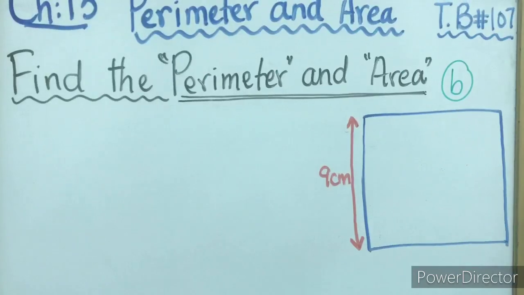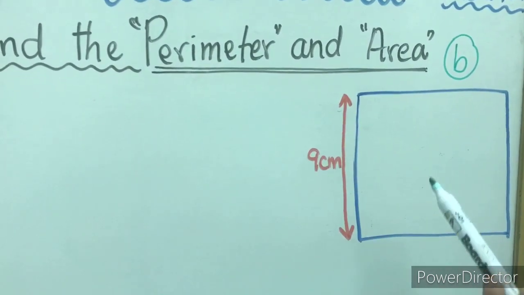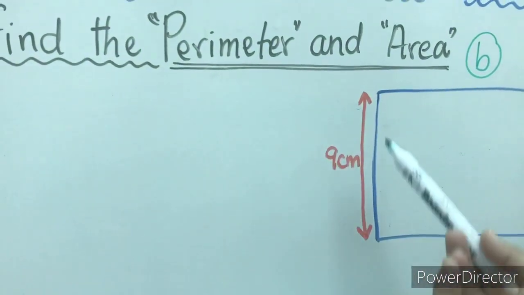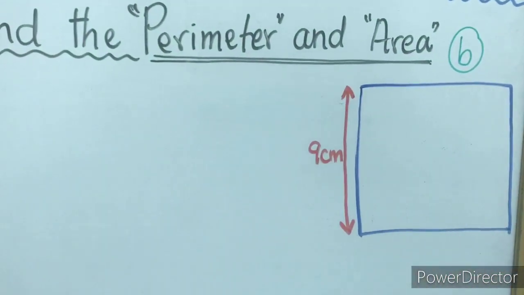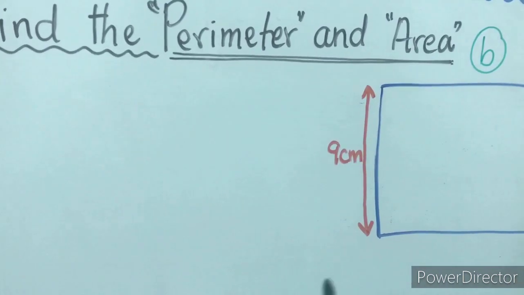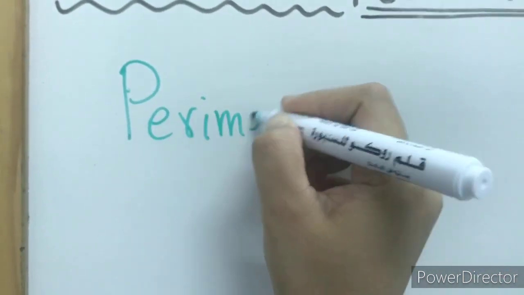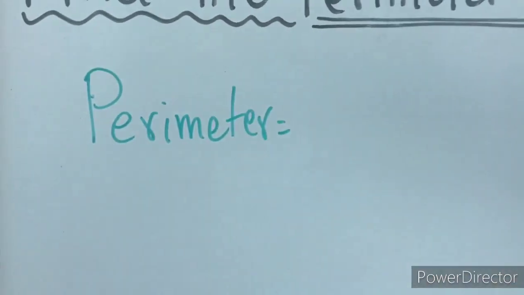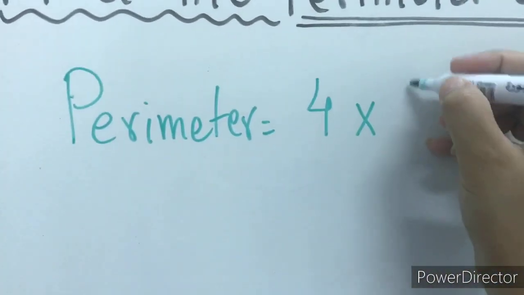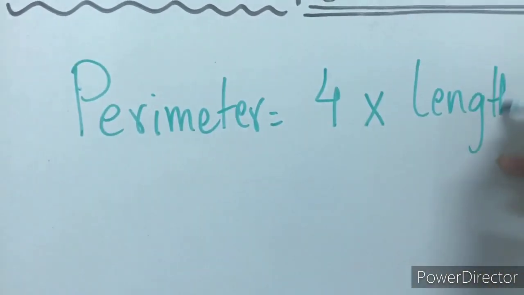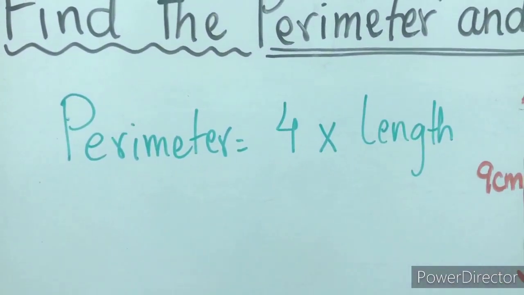On the same side, you have B, the other question, which gives you another square having one length of 9 centimeter, and we have to find the perimeter and area of this square also. So what will you do? Obviously, you will write perimeter first of all. What is the formula for perimeter? Yes, remember, excellent. For a square, it is 4 multiplied by length, because a square has 4 equal lengths. So 4 multiplied by length.